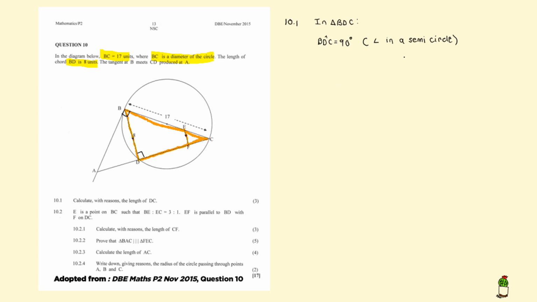And because we have an angle in the semicircle, we're going to apply Pythagoras' theorem. So DC squared is going to be equal to BC squared minus BD squared, and this is by Pythagoras. This is given to us as 17, this is 8. Then if you plug all of this into your calculator, you can work out that DC is equal to 15 units.